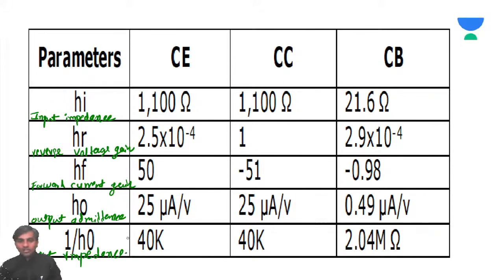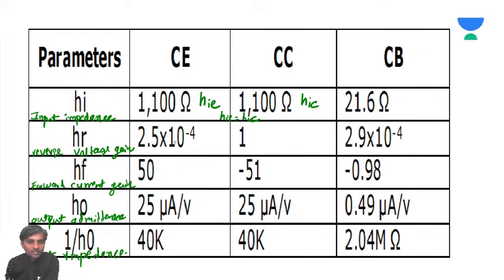Now if you look at all the values, these are critical values. If you look at all these critical values of common emitter, common collector, and common base, first we'll see common emitter and common collector. For common emitter this is going to be HIE, and for common collector this is going to be HIC. So you can see here HIE is almost equal to HIC.